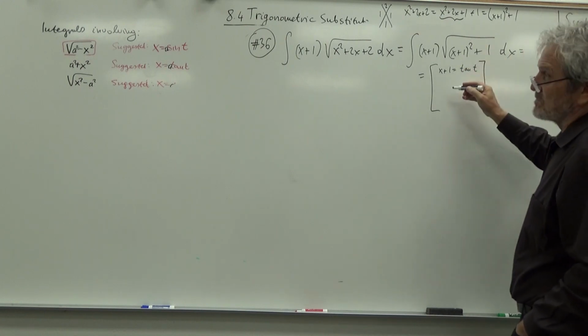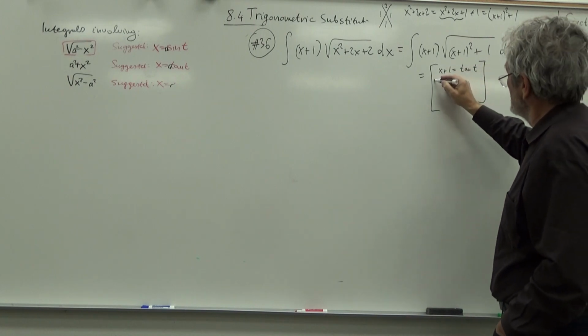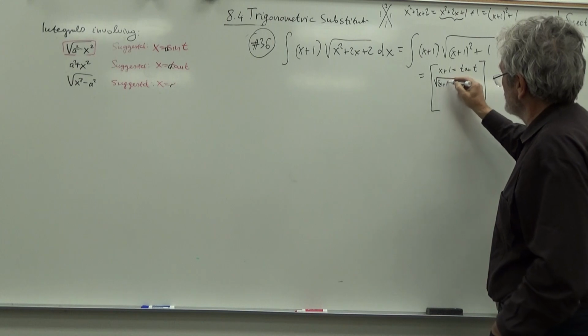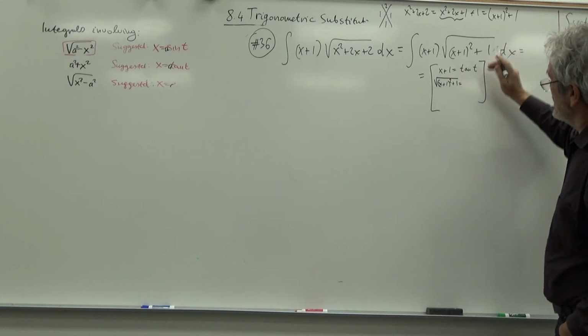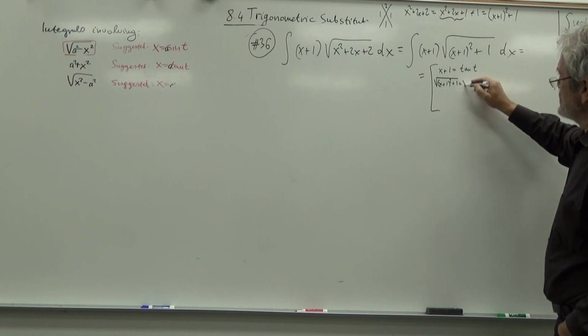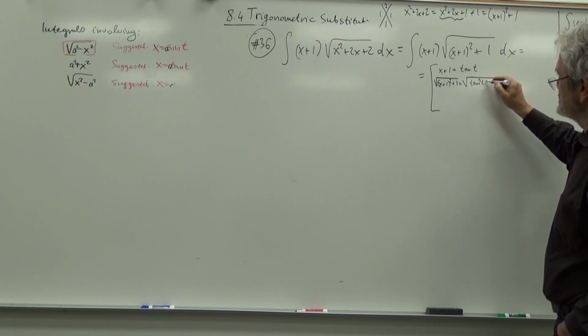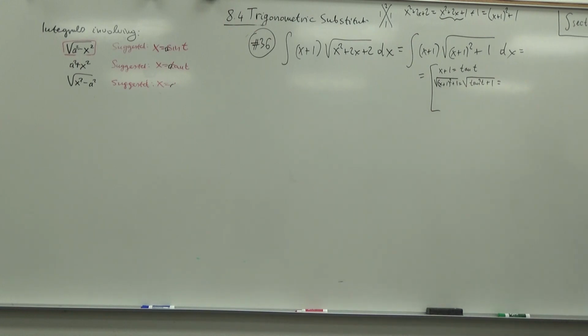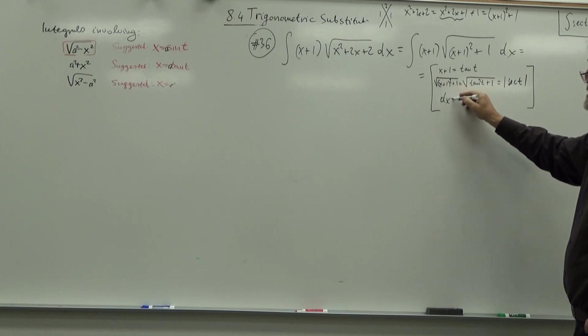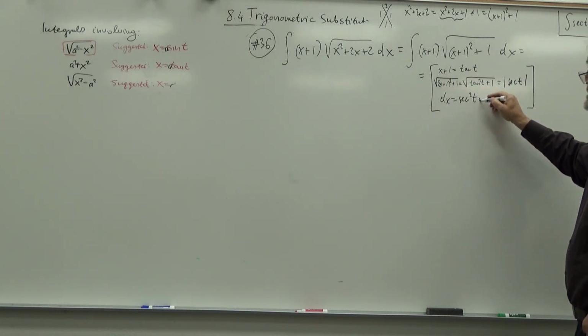And then this expression, like we suggested before, becomes square root of tan squared t plus 1, which is absolute value of secant t. Let me now really carry the absolute value to see where that will get us. So this is absolute value of secant t, because tan squared plus 1 is secant squared. When we differentiate, we get dx is secant squared t.